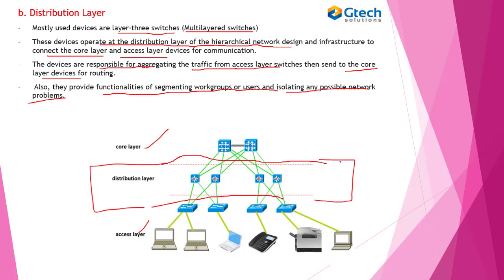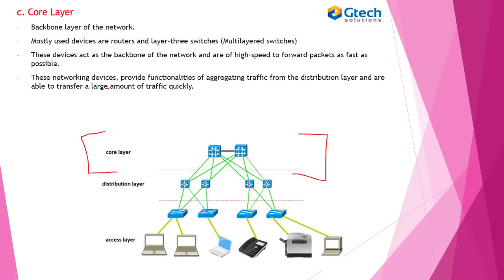Those are the functions of the distribution layer. So know the devices that are used in the distribution layer and the functions of the distribution layer. Okay, so to the next layer, the core layer. The core layer is the backbone of the network, the main source, the backbone layer of the network. The devices that are used here are either routers or layer 3 switches.